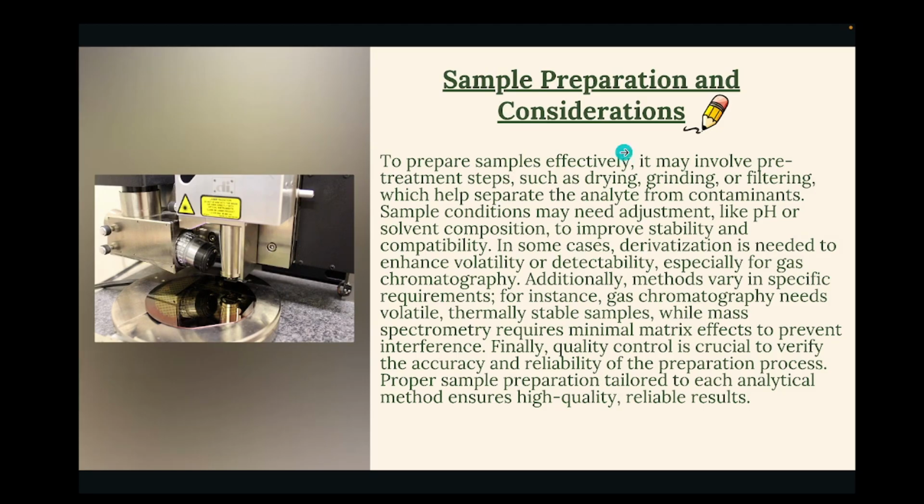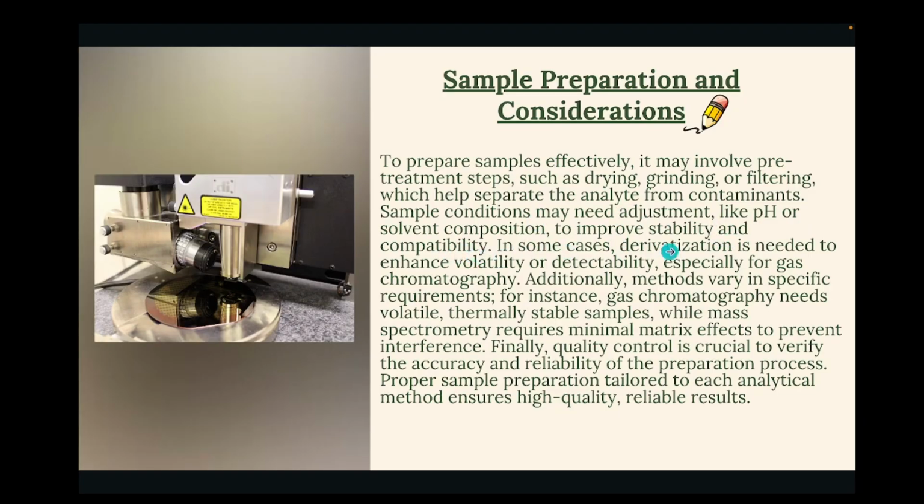So it is generally done in the vacuum. To prepare the sample effectively, it may involve pre-treating steps such as drying, grinding, or filtering, which helps to separate the analyte from the contaminants. Sample conditions may need adjustments like pH or solvent composition to improve stability and compatibility.